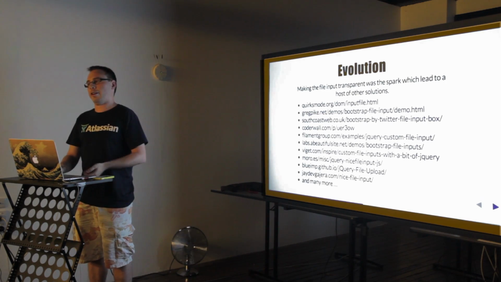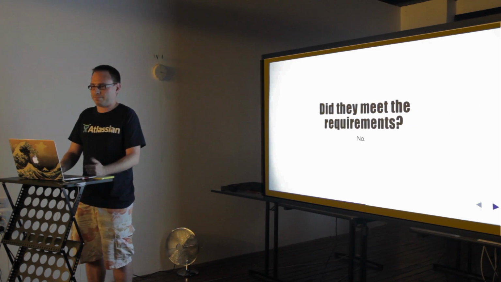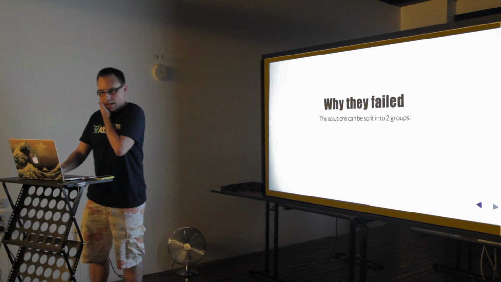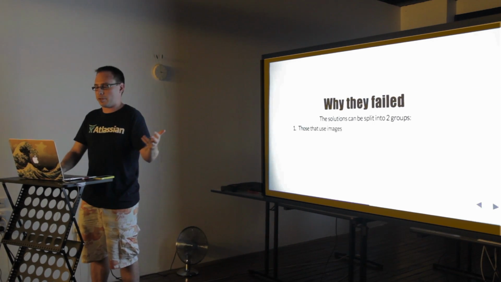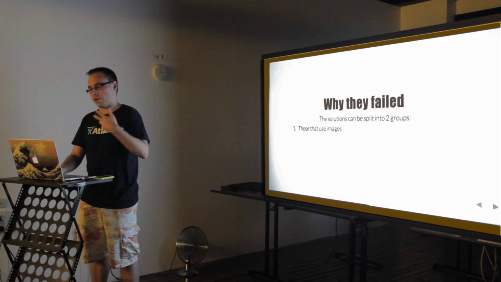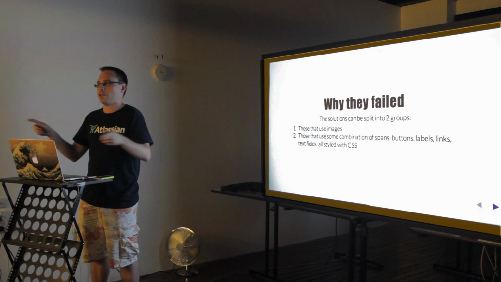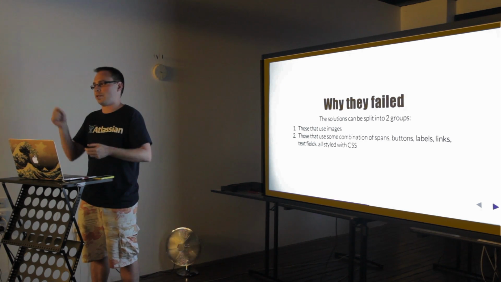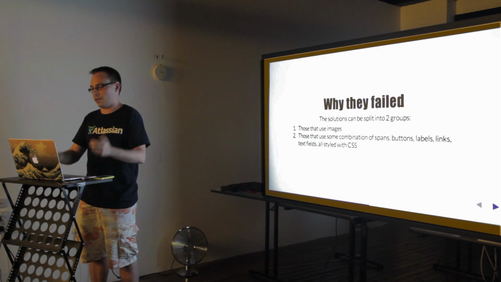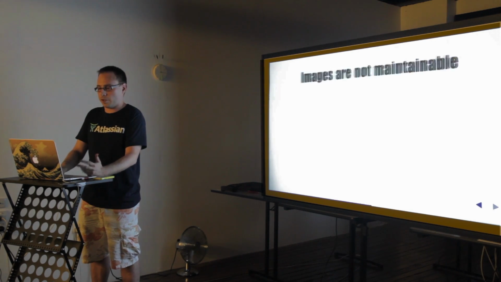And if you Google it, there are a lot of answers, right? So did they meet the requirements? So basically, you can categorize them into two groups. Some that use images, like that one, to sort of represent, to style it, and one that uses a combination of spans, buttons, labels, and links. Some of them are wrapping the entire file input in a link, just so you'd obviously get a big mouse. I didn't understand it. All styled with CSS, so that was not too bad.